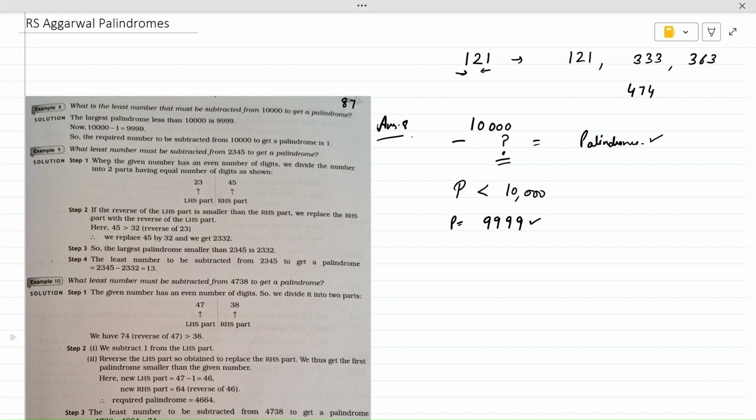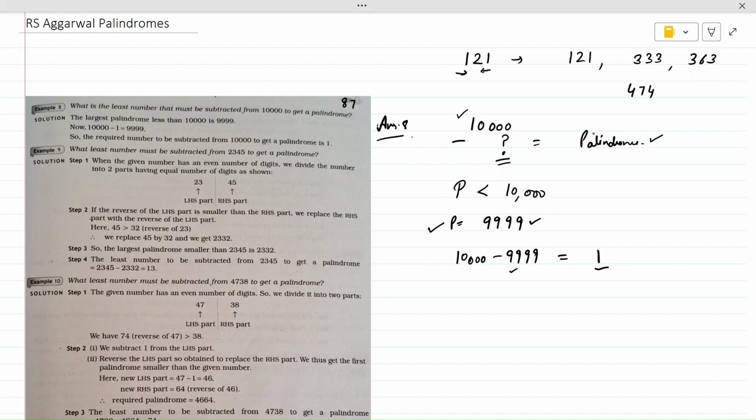Now what is our question? It says, what is the least number that must be subtracted from this to get a palindrome? We have a palindrome, we have the original number also, and we have to find the number which we subtract to get this number. So if we subtract this palindrome from this number, we will get the answer as 1. So 1 is the number which we will subtract from the original number to get the palindrome, right?